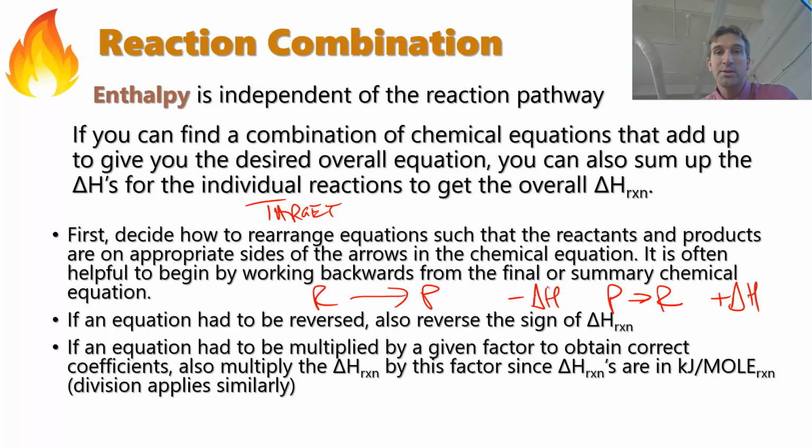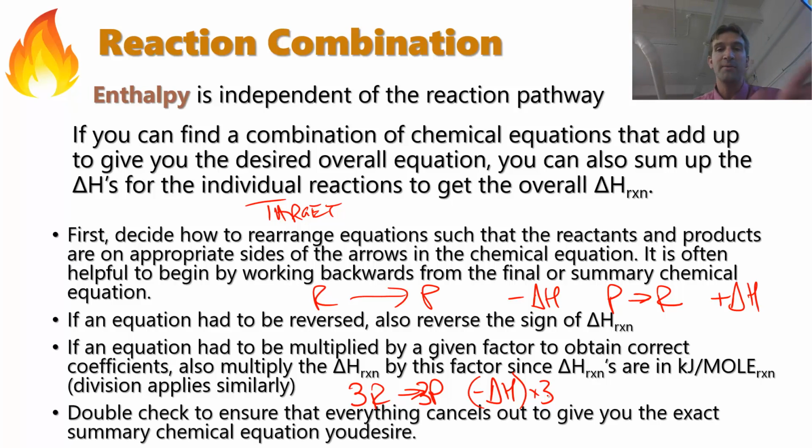Another thing that we commonly have to do is multiply through by a coefficient so that the number of things in the sub-equation match that of the target equation. Anytime you do this, you would just multiply in front of every single substance present, and you would also multiply the enthalpy value. So if I had, once again, R going to P, and again a negative delta H value, and I wanted to triple it, you would have to go 3 times R, 3 times P, and 3 times the enthalpy value. Okay, so that's how we approach those.